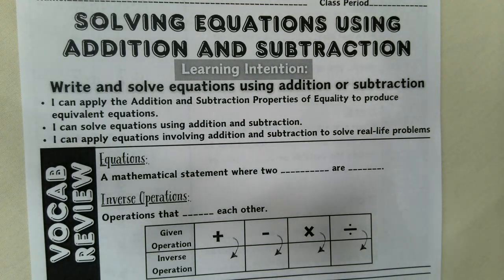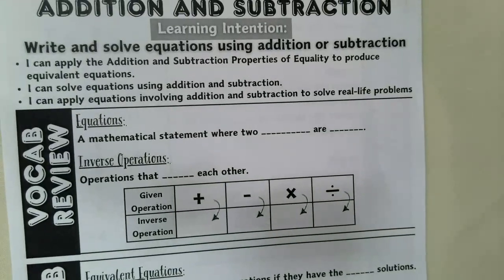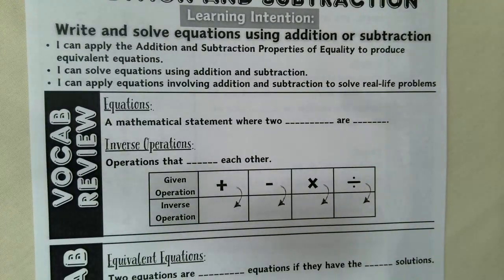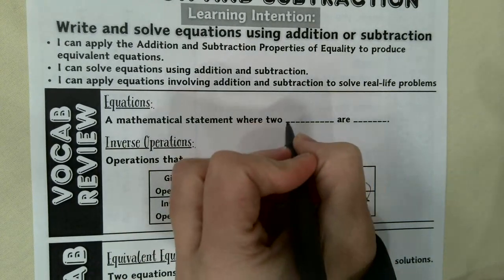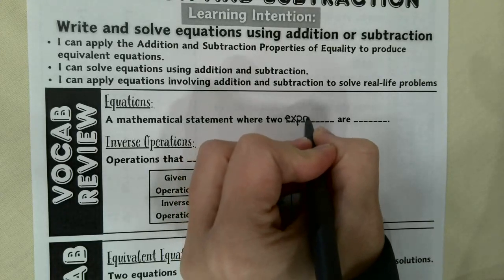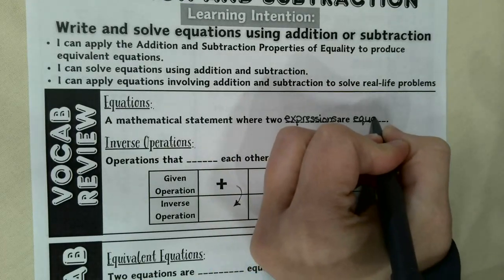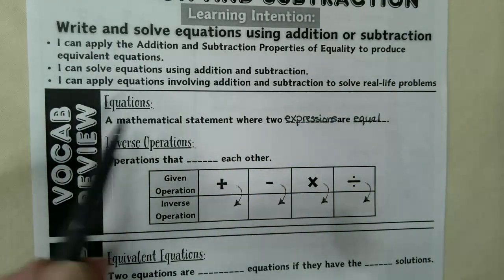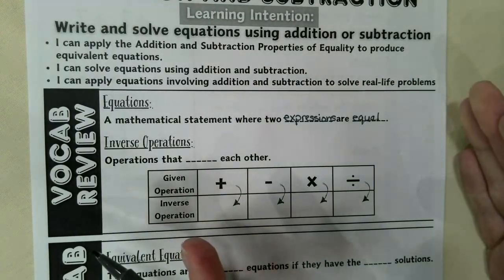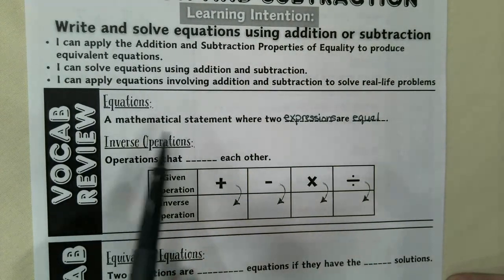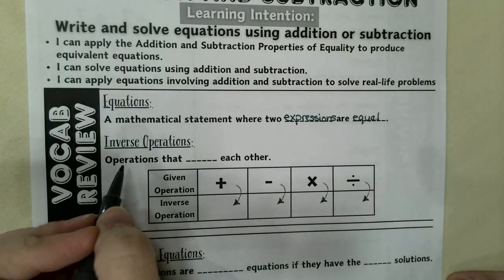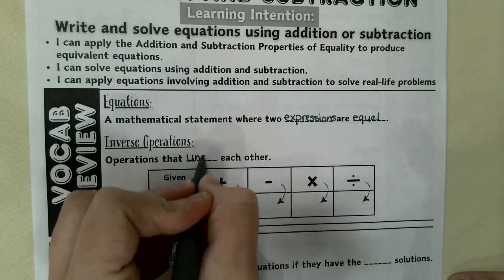real life problems. So we're going to review a couple vocab terms that you have heard before, but we are going to use them often in this unit, so I wanted to make sure that you knew what they were. The first one is equations. An equation is a mathematical statement where two expressions are equal. The expressions on both sides of the equal sign should be the same, and that's what makes it an equation. Inverse operations are operations that undo each other.